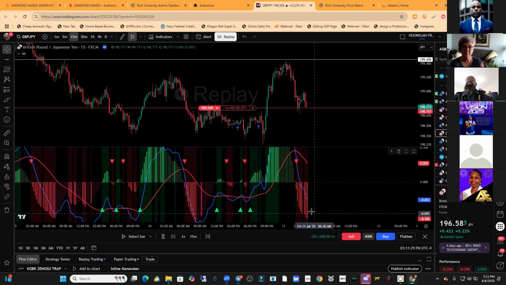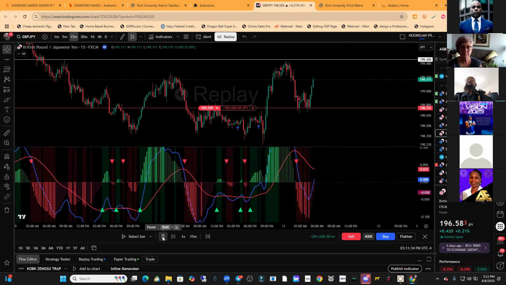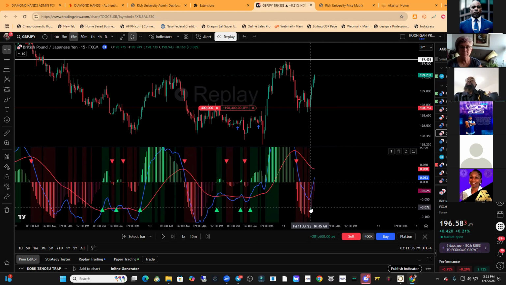So now I'm in for the sell. I'm going to hold this position until I get the next color. I'm going to pause it when it happens. And as you guys see, when you start seeing these bars get shorter and shorter, you're like, yo, that's a massive pullback coming as well.